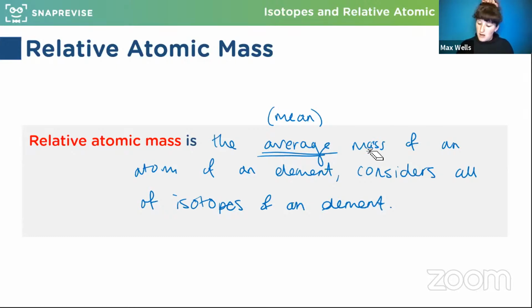And this is why relative atomic mass, if you look on your periodic table, is often, not always, but often got some decimals. It's often not a whole number because it's an average mass of an atom of an element.